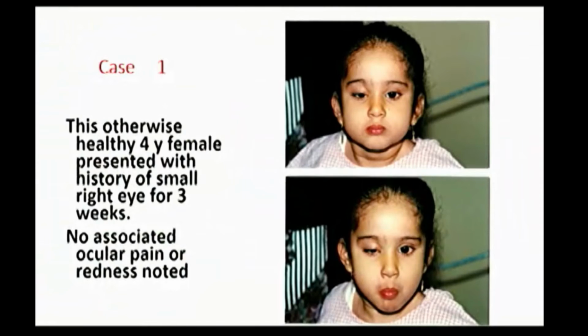Repeat the question. Okay. A healthy 4-year-old female presented with a history that her eyes do not look the same for the past 3 weeks. She has no associated ocular pain or redness or any other symptoms. Question 1, explain what you see. 2, what is your differential diagnosis? 3, what is your most likely diagnosis? 4, what are the diagnostic tests that you will do to get to the diagnosis?